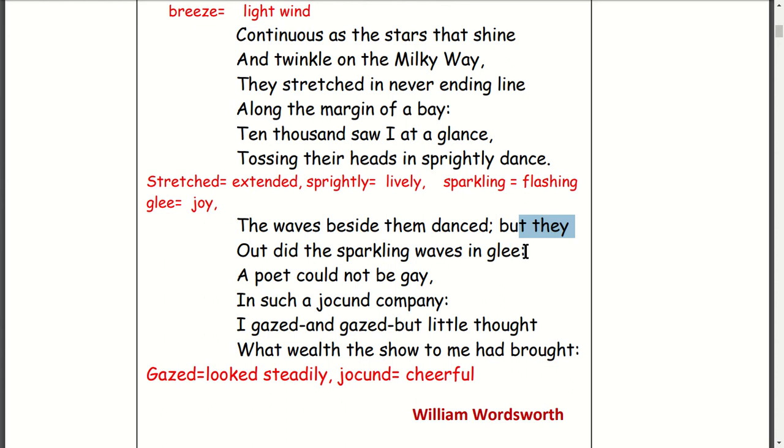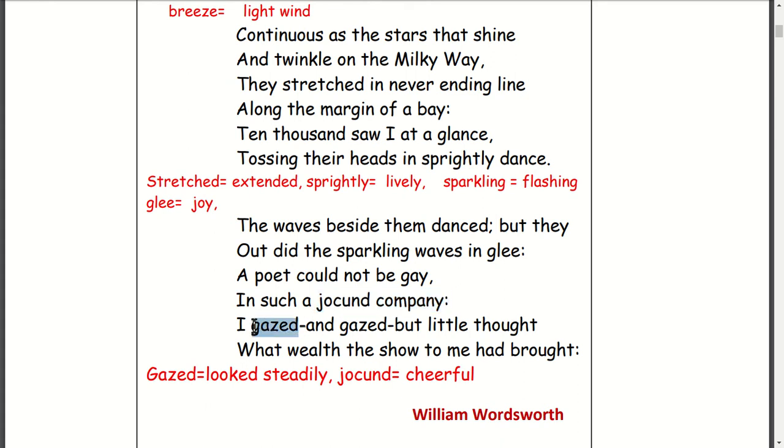Waves in glee means happy and merriment, enjoyment. A poet could not be gay, meaning happy. Could not be gay, these are happiness words. Generally, gay means happy. In such a jocund company means a happy friend. The poet could not but be gay, meaning happy, in such a cheerful company of friends.